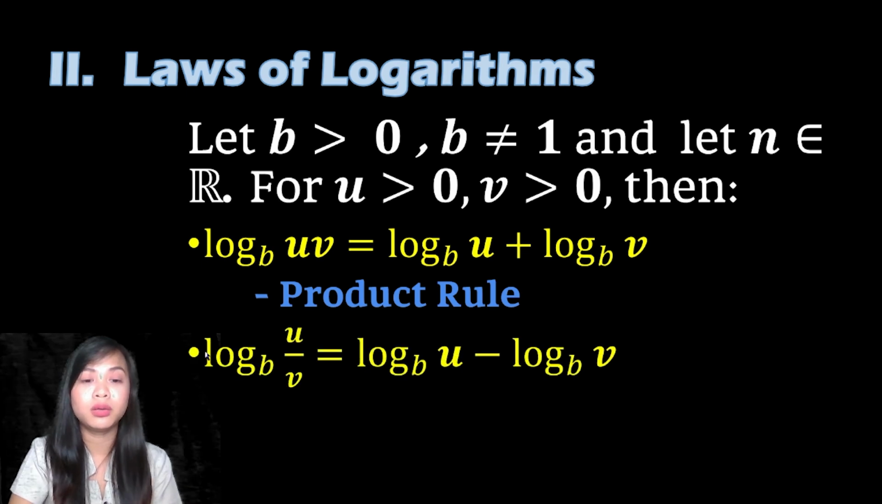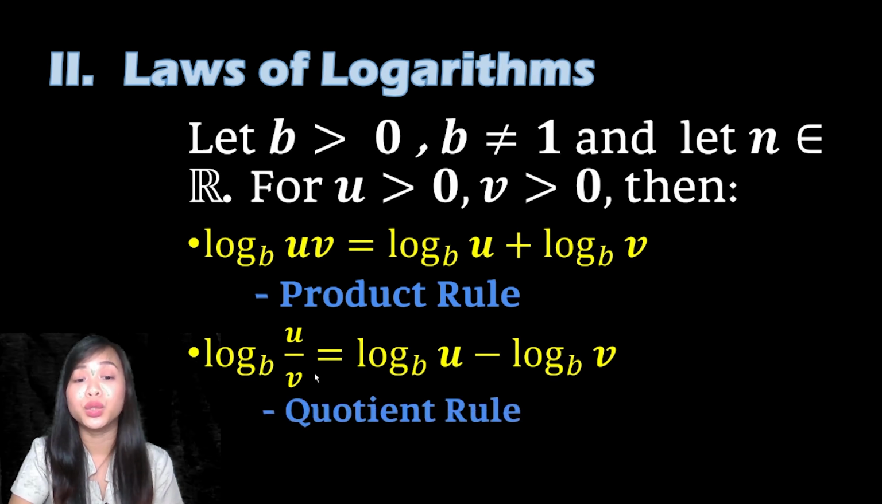Let's have another law. We have log base b, this time of u divided by v, so we have u over v. This is division; first we had multiplication. This one is the quotient rule. The quotient rule states log base b of u minus the log base b of v. So again, this is the quotient rule.